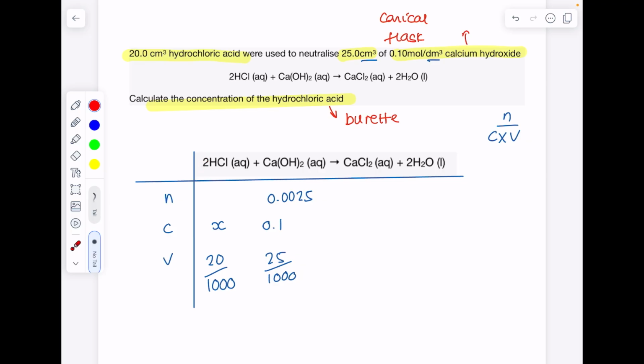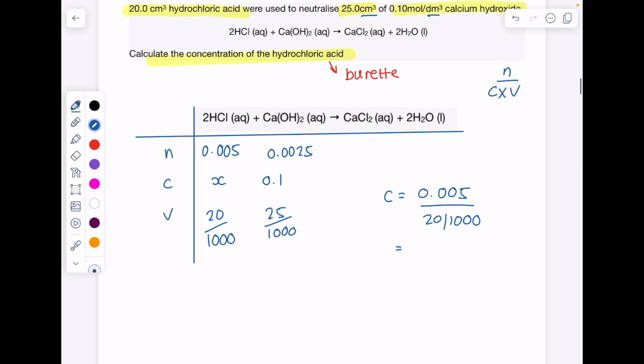Now to work out the number of moles of hydrochloric acid, check what's known as the mole connection, which means looking at the large numbers at the front of the formulae. It's 2 to 1, so we have double the number of hydrochloric acid moles. So we just multiply that number there by 2 to get 0.005. And then finally, to find concentration, we do number of moles divided by volume. This number divided by this number. You can do that in one step if you wish, to get a final answer of 0.25 moles per dm³.